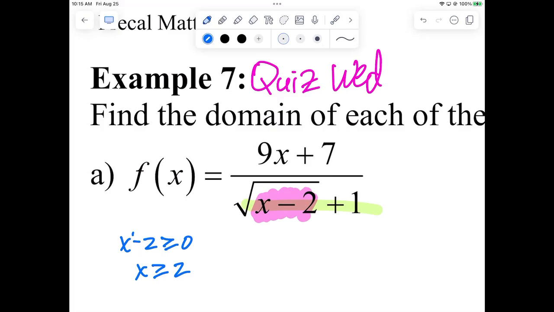I'm going to quickly check in my head. Something bigger than 2, like 100, right? 100 is bigger than 2. 100 should work. What's 100 minus 2?